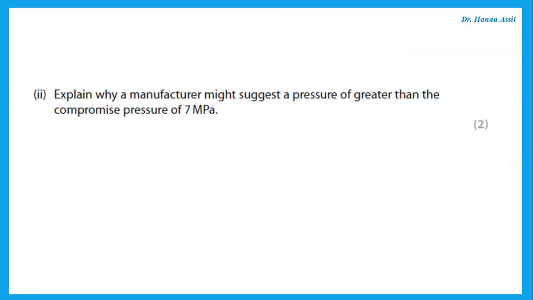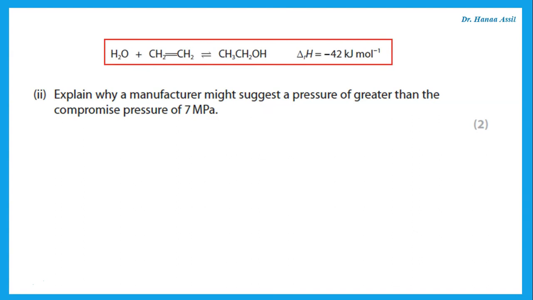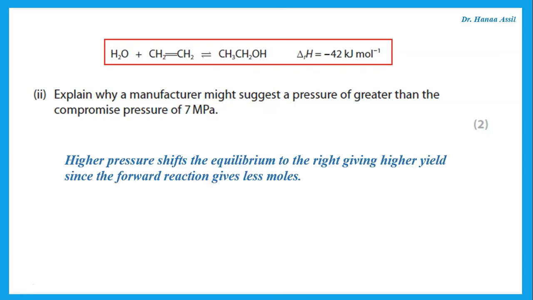Explain why a manufacturer might suggest a pressure greater than the compromise pressure. So why is it that I should use actually a higher pressure? Remember, according to this reaction, a higher pressure would cause the equilibrium to shift to which side? Remember, the higher pressure shifts to the side with fewer moles.